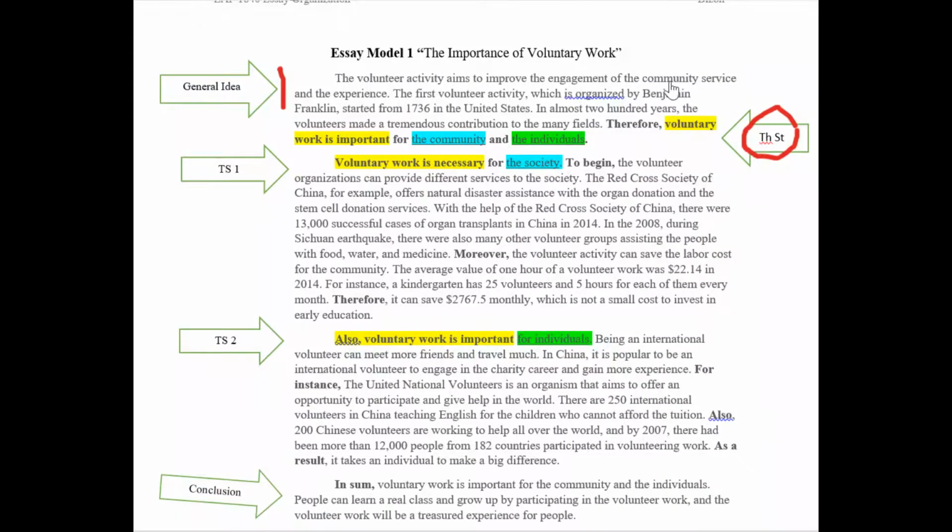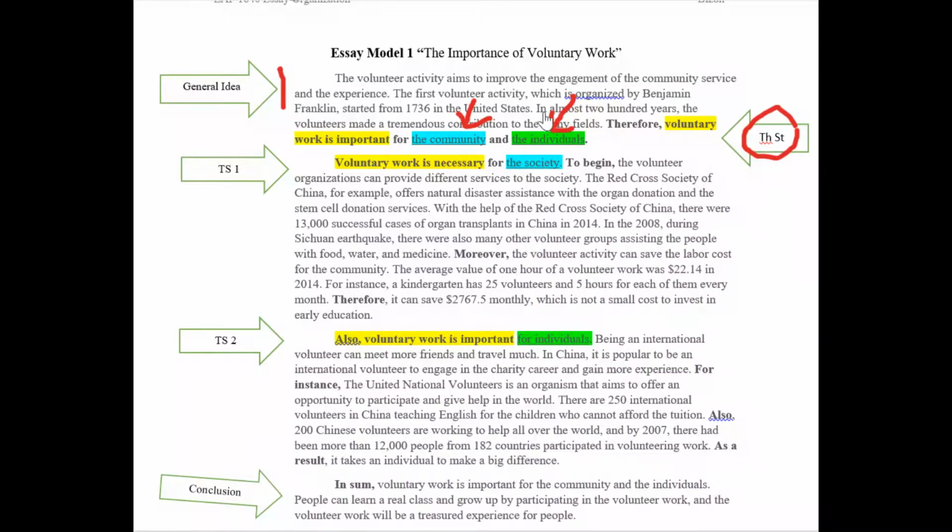So as you noticed, the topic is highlighted yellow here. So the topic is voluntary work is important. You have to mention this topic in your thesis statement. And then you introduce idea number 1, and it's highlighted bluish, and idea number 2, and it's highlighted green. So then you start your body paragraph number 1. You introduce your body paragraph 1 with topic sentence number 1.